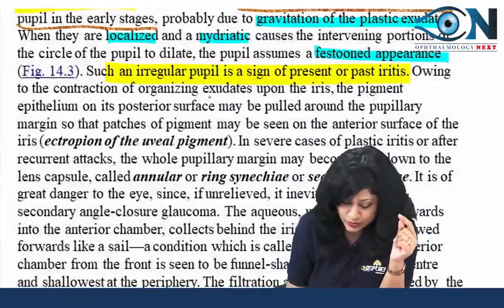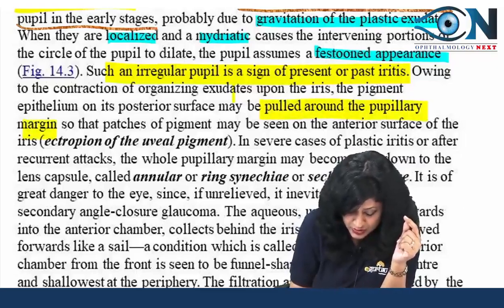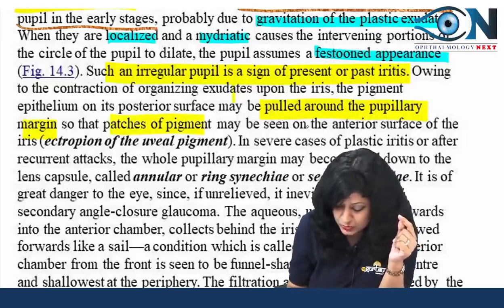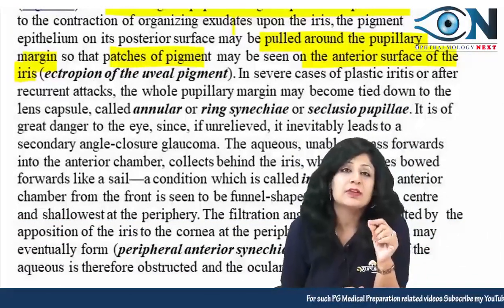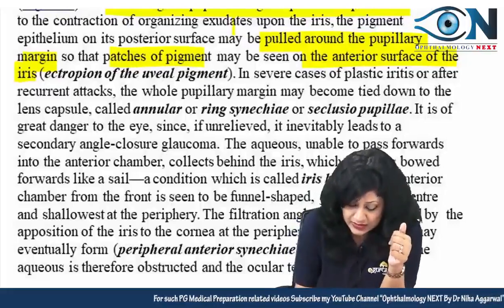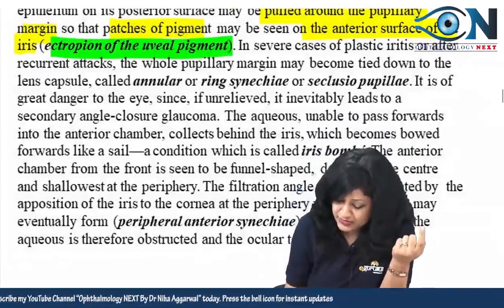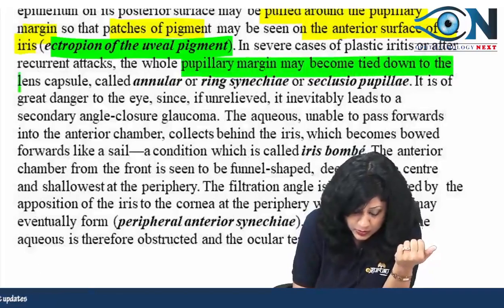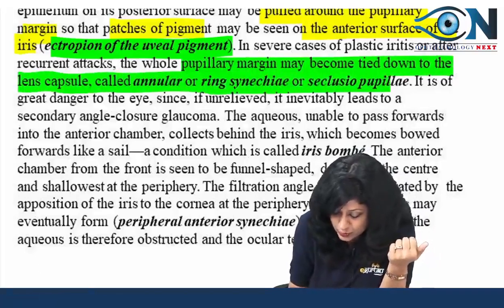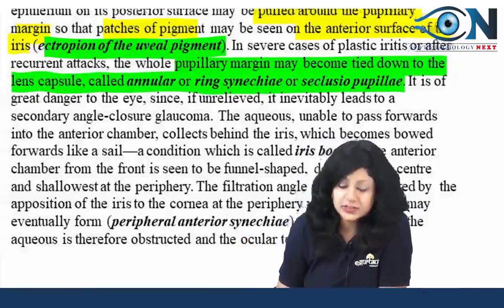Now, owing to the contraction of the organizing exudates, the pigmentary epithelium on its posterior surface may be pulled around the pupillary margin so that patches of pigment can be seen on the anterior surface of the iris. If you are seeing these patches of pigment on the anterior surface of the iris, then this is called the ectropion of the uveal pigment. Then in severe cases of plastic iritis, or after recurrent attacks, the whole of the pupillary margin may be tied down on the anterior capsule of the lens, then that is your annular synechiae or ring synechiae, and that is called seclusio pupillae.